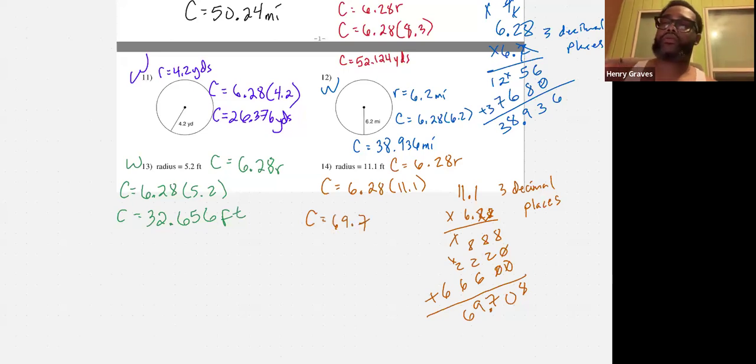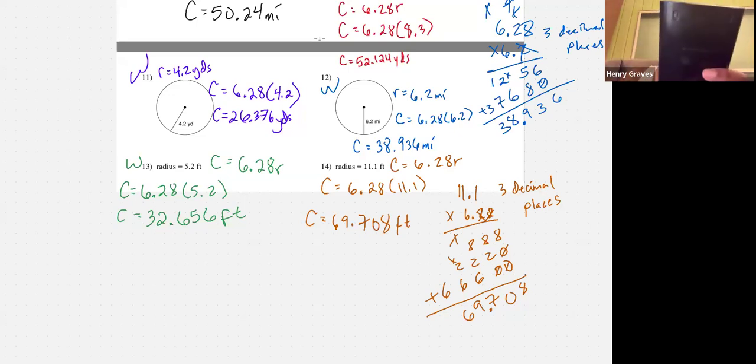See, don't know why I put squared. 11.1 times 6.28. Yeah, that is correct. So for this one, I also went 6 out of 6.